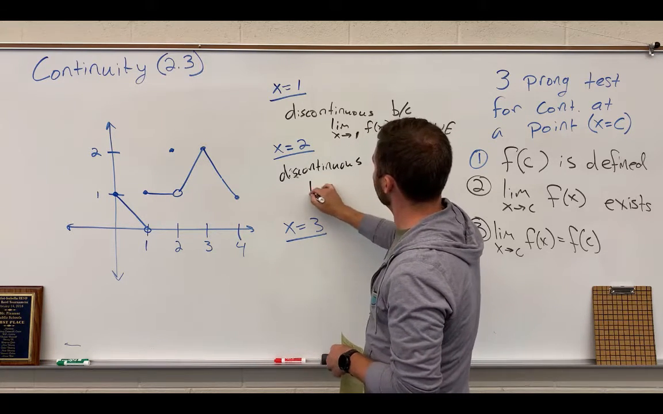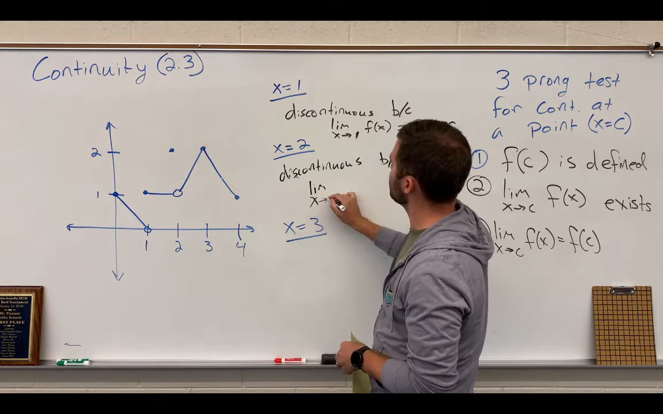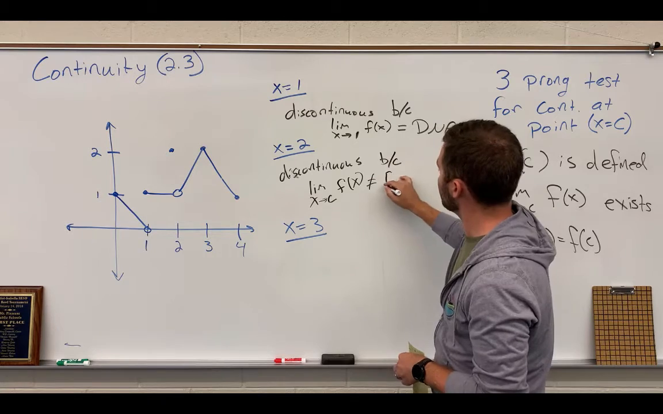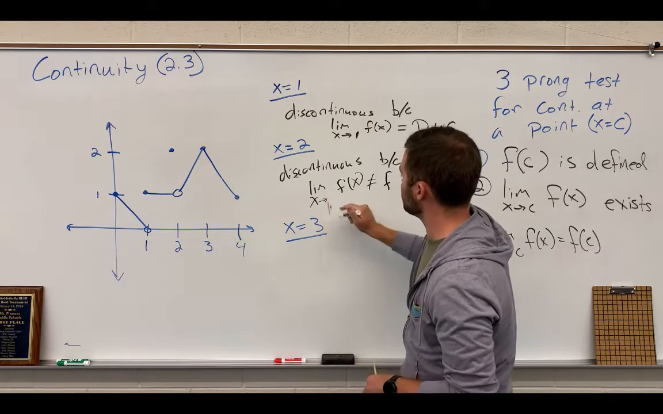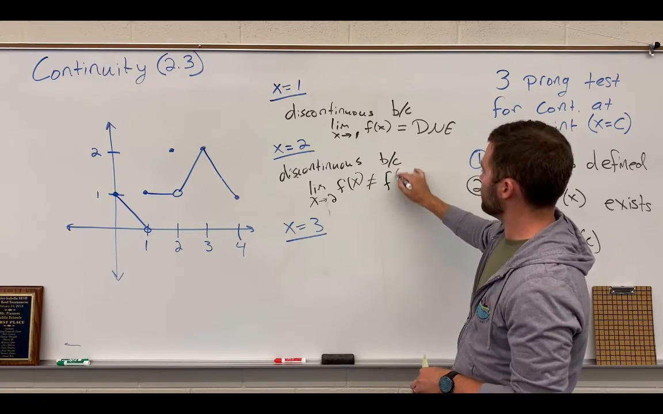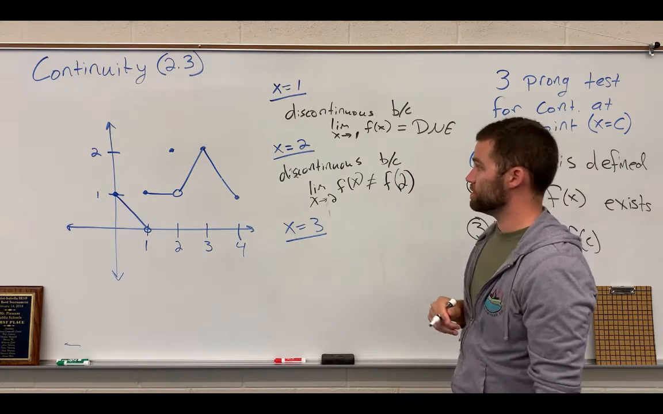Because the limit as x approaches c of f of x does not equal f of c. In fact, we should use the actual numbers. So the limit as x approaches 2 of the function does not equal f of 2. Okay, so it's discontinuous there.